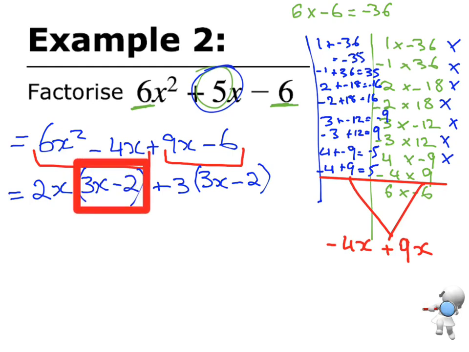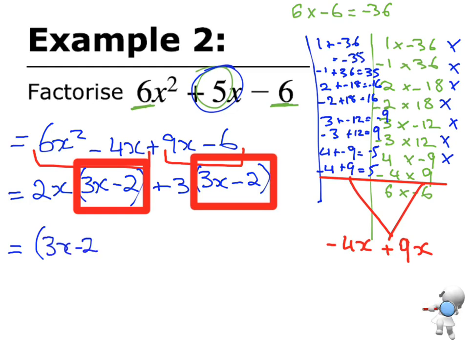Now we can identify that this bracket and this bracket are the same. So now I can factorise them out as common. So 3x take away 2, that's common. Now let's see what's left over. I've got a 2x plus a 3, and that's what I'm going to put in the second bracket. 2x plus 3. So there is the process explained through a couple of examples for you.